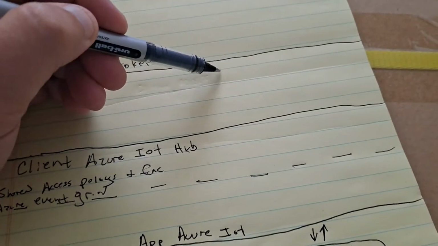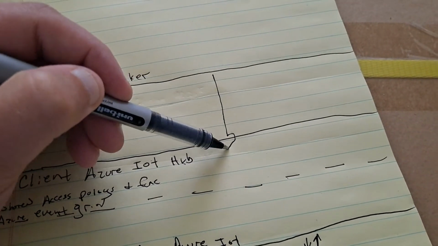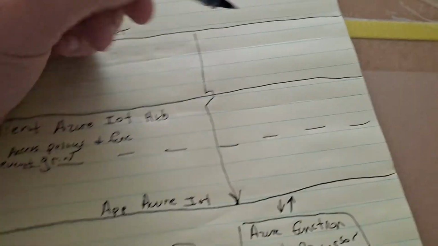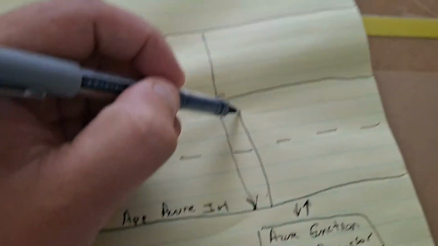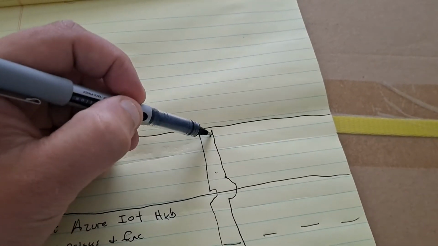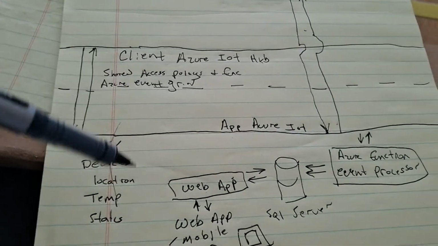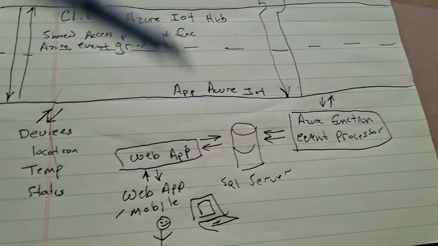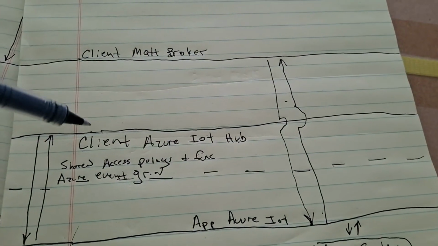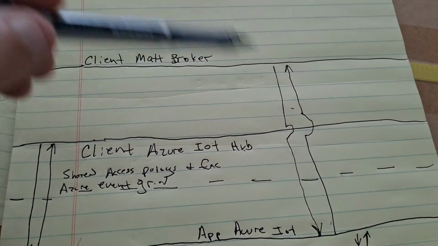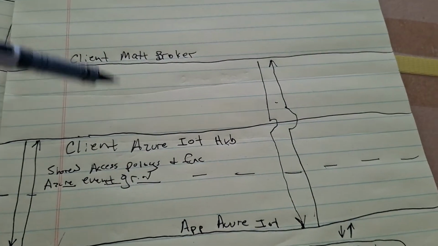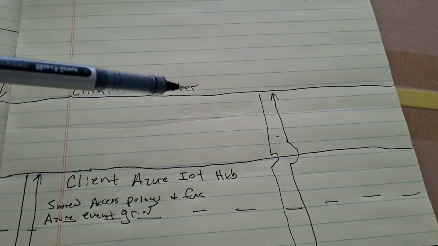It will drop messages, or events, onto the application IoT hub. So again, here's our application, and above the dotted line is the outside world, the client's world. They own this data and this pipeline above this line. So we would just hook into their data pipeline, either client Azure IoT Hub or client MQTT broker.